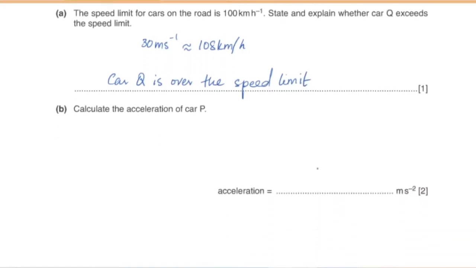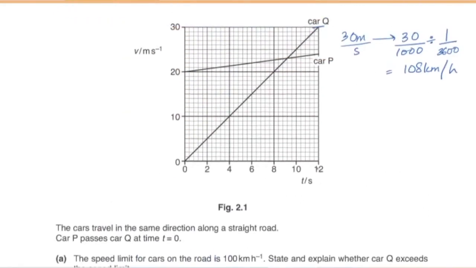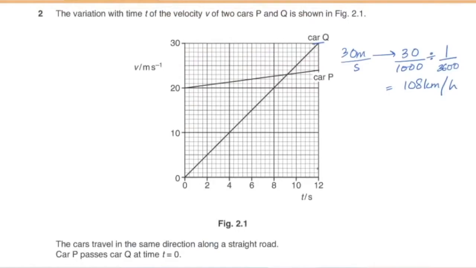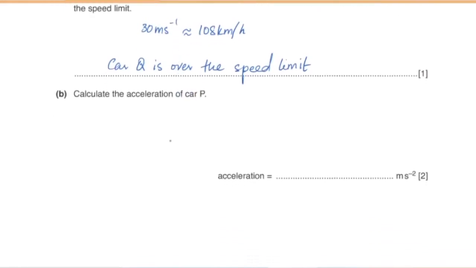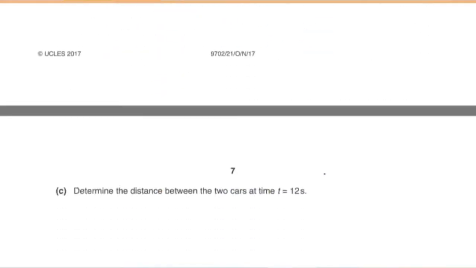Part B, calculate the acceleration of car P. So car P's initial speed is 20 and its final speed is equal to 24 meters per second, and this change in velocity took place with an interval of 12 seconds. So final velocity minus initial velocity divided by the time taken, and that's 0.33 meters per second squared of acceleration.